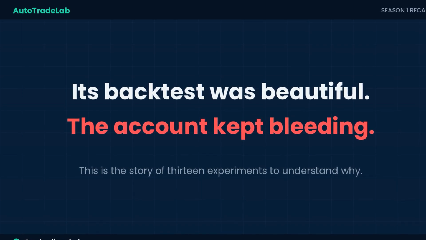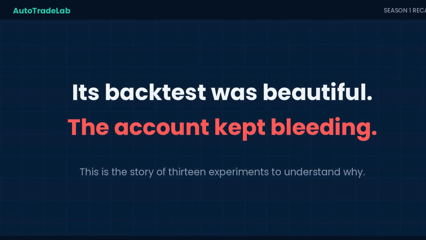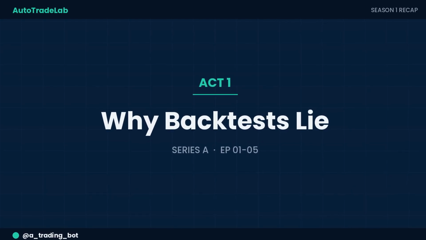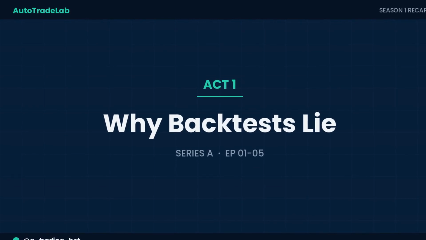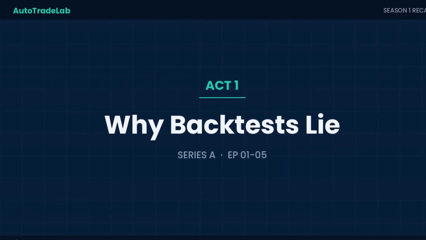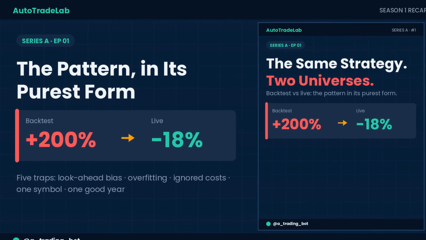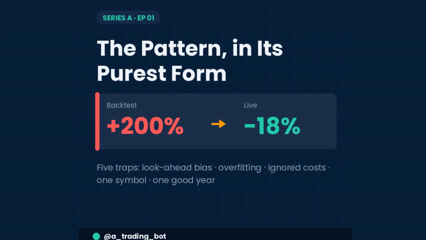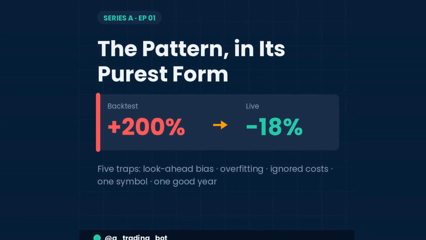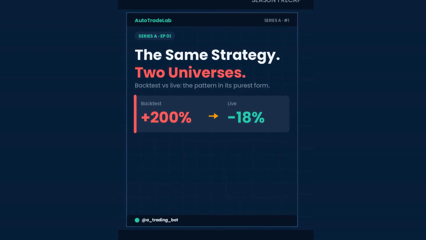Because here's the thing. My dead scalping bot wasn't an exception. It was a pattern. And once I saw it everywhere. Episode 1, I laid out the pattern in its purest form, a strategy that backtested at plus 200% and returned minus 18% live. Plus 200 on paper. Minus 18 in reality. That's not a rounding error. That's two different universes. I traced it to 5 traps: look ahead bias, overfitting, ignoring costs, testing a single symbol, and testing only one good year.